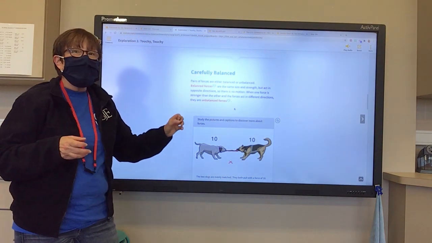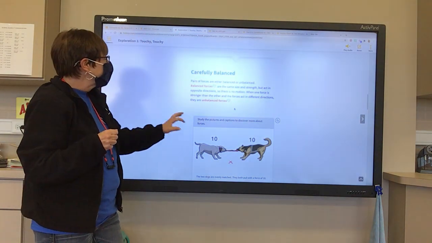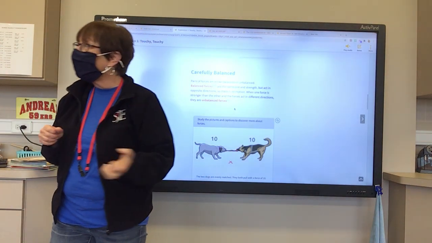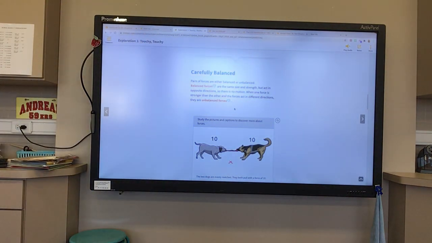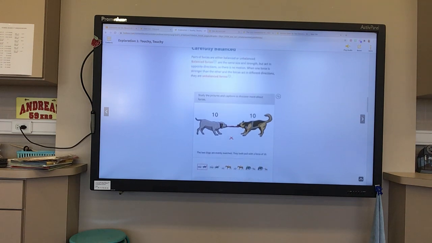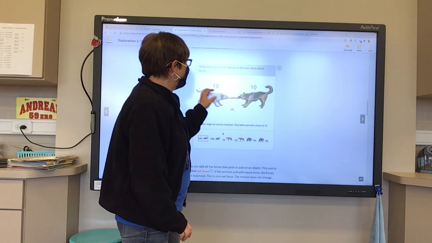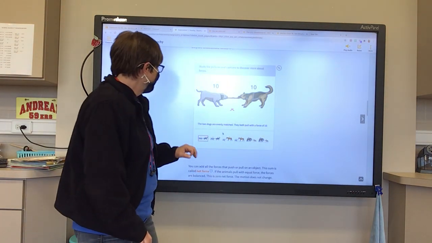So let's look at the pictures here. It says study the pictures and captions to discover more about forces. It says the two dogs are evenly matched. They both pull with a force of 10, so they're pulling with the same amount of force, 10 and 10.